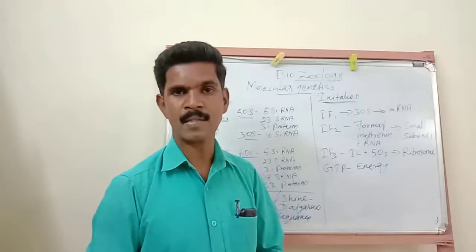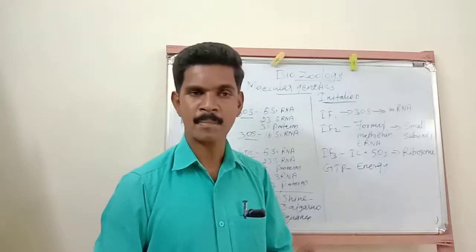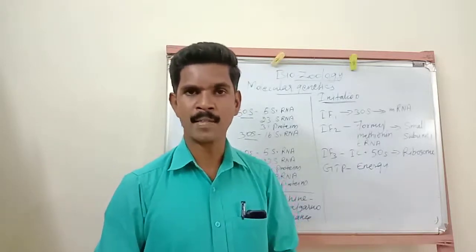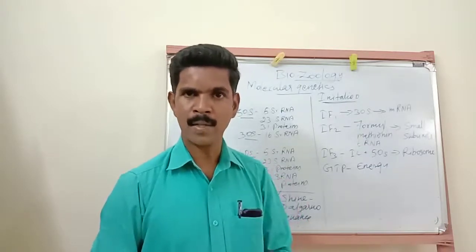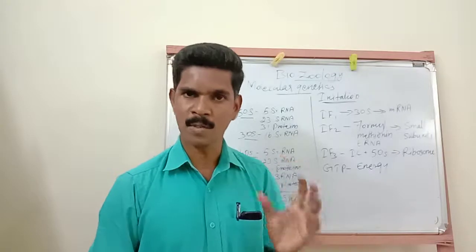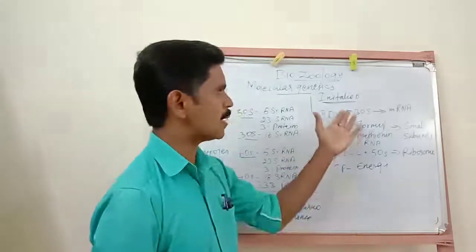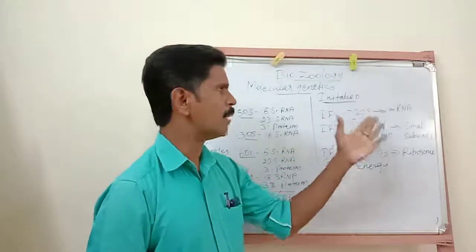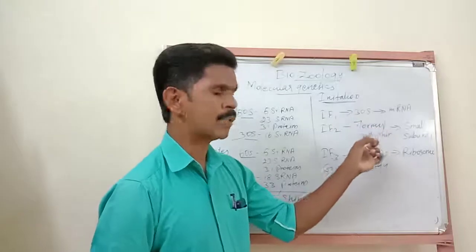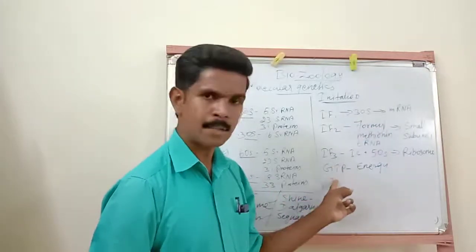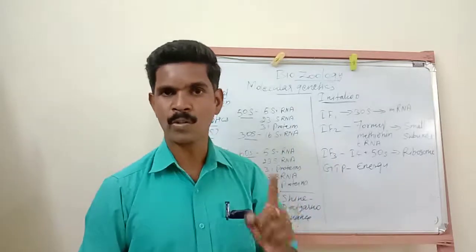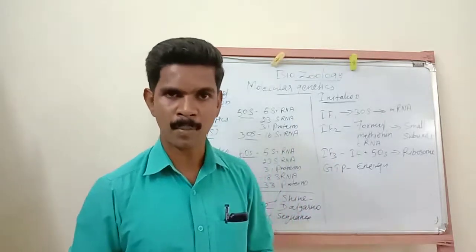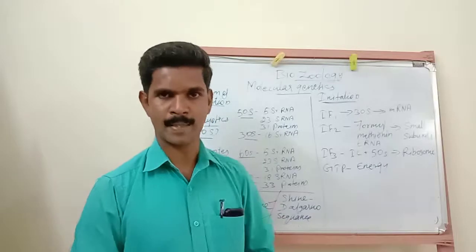Once again, the initiation step starts after the formation of an initiation complex. This initiation complex consists of some components: the 30S subunit of a ribosome, then mRNA, formyl methionine tRNA, then GTP for energy purpose, and initiation factors 1, 2 and 3. These are the components of an initiation complex.